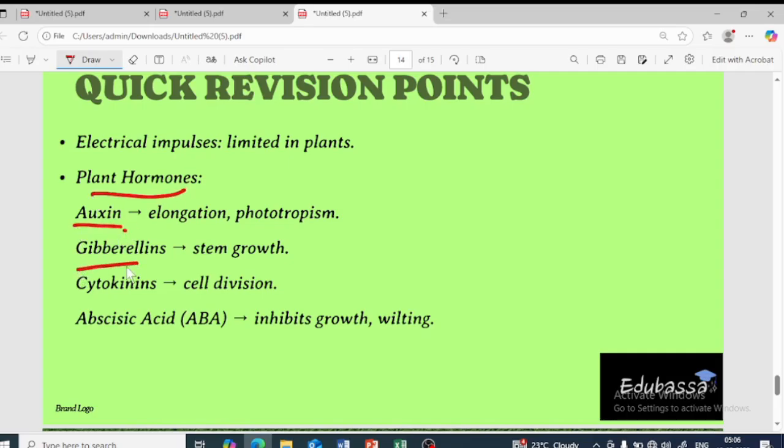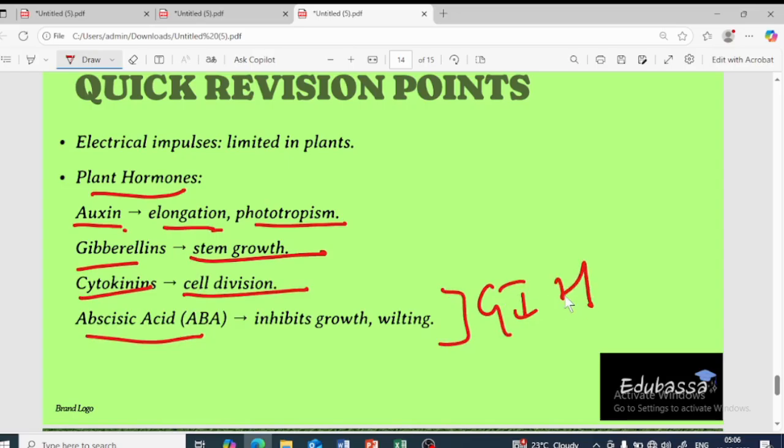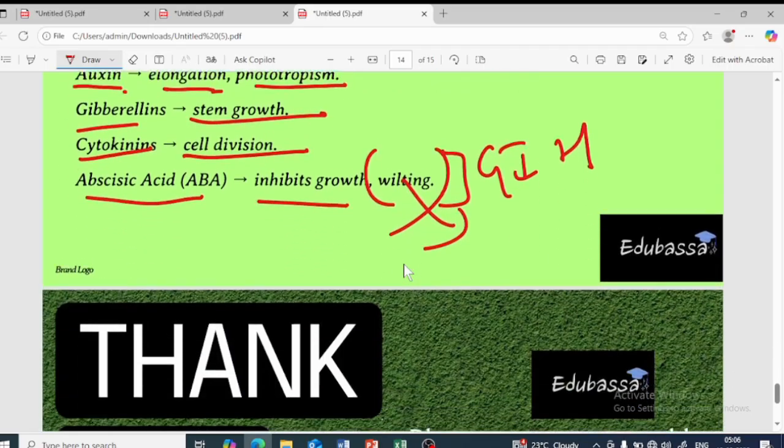Auxins, Gibberellins and Cytokinins are the growth promoting hormones. Auxins help for elongation as well as phototropism. Gibberellins help for the growth of the stem. Cytokinin helps for cell division. Abscisic acid is a growth inhibiting hormone. It inhibits the growth as well as helps for the wilting of the leaves. I hope this is clear.